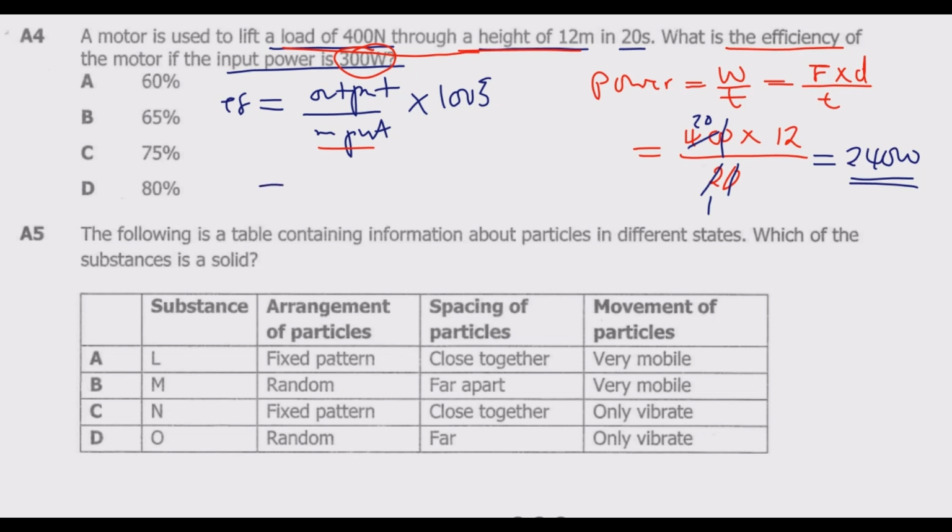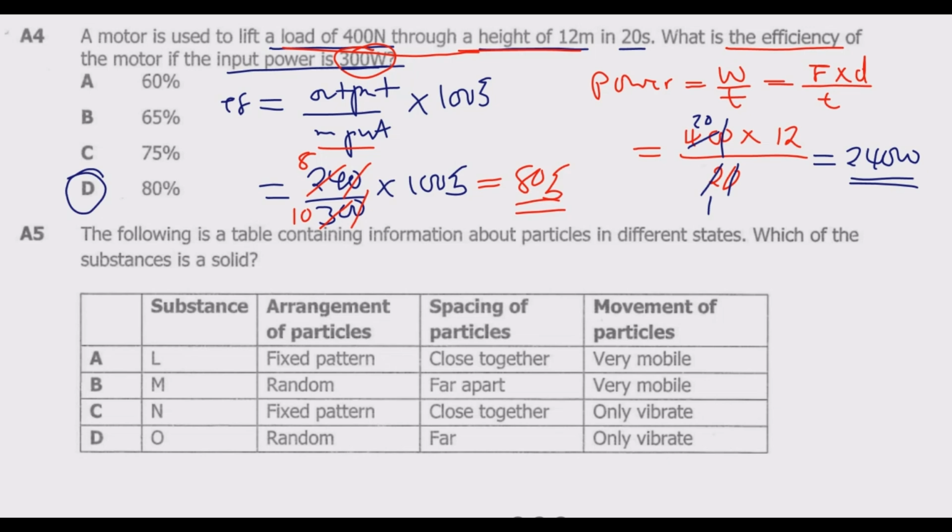This tells me that we are now going to have 240 divided by 300. Remember this 300. Then multiply by 100%. Then this 0 and this 0 cancel. You can divide by 3: 3 into 24 is 8, then 3 into 30 is 10. Then we have 8 over 10 multiplied by 100%. This gives us nothing but 80%. So 80% is the efficiency of this motor. So D is the correct answer.